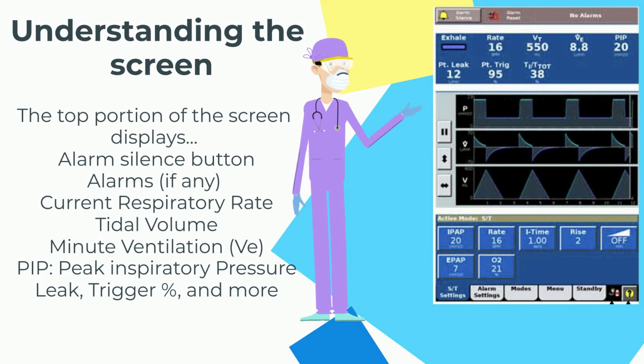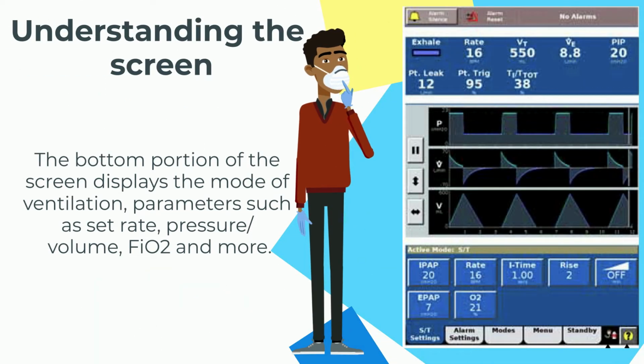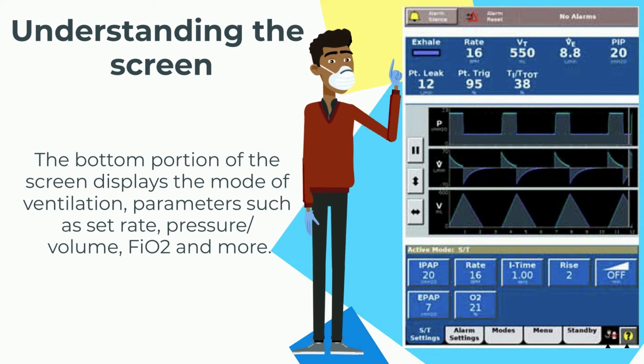Now let's take a look at the screen. The top portion of the screen displays the alarm silence button, alarms, current respiratory rate, current tidal volume, current minute ventilation, current peak inspiratory pressure, leak, trigger percentage, and more. The bottom portion of the screen displays the mode of ventilation, parameters such as set rate, pressure, volume, FiO2, and more.